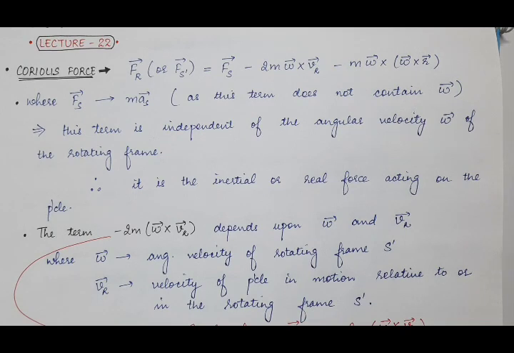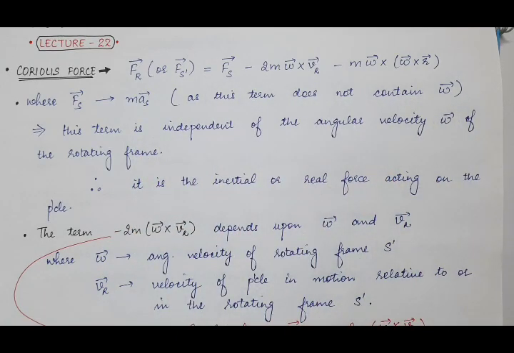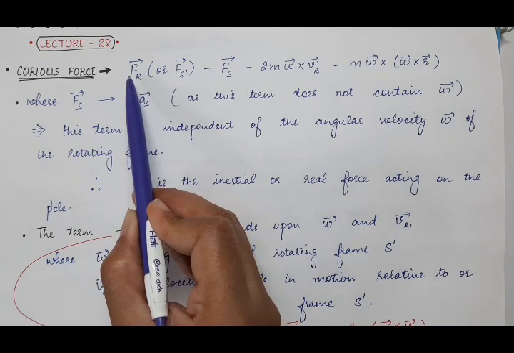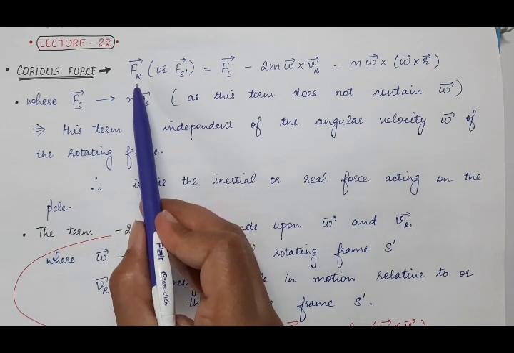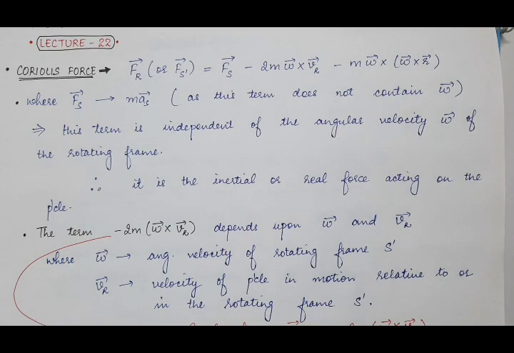As in our previous lecture we have studied the article of fictitious forces acting in the rotating frame of reference, and from that article we have derived this relation. So actually what is this? This is the total force, the net force acting on any particle in the rotating frame of reference. And what is the rotating frame of reference? It is frame of reference S dash.